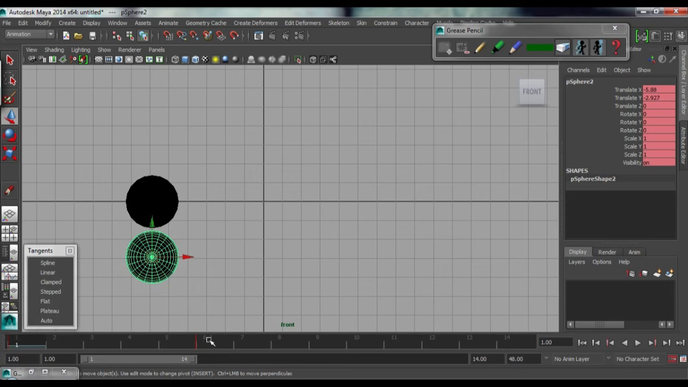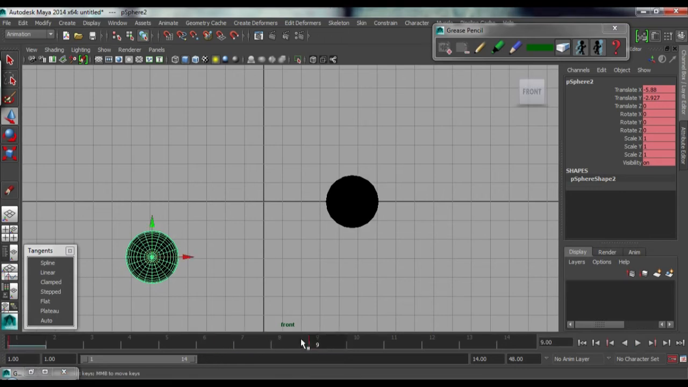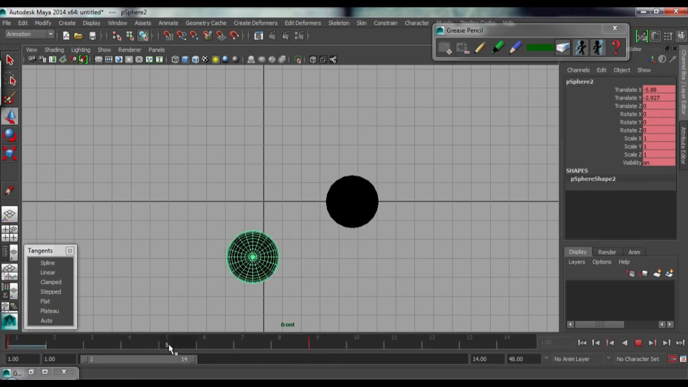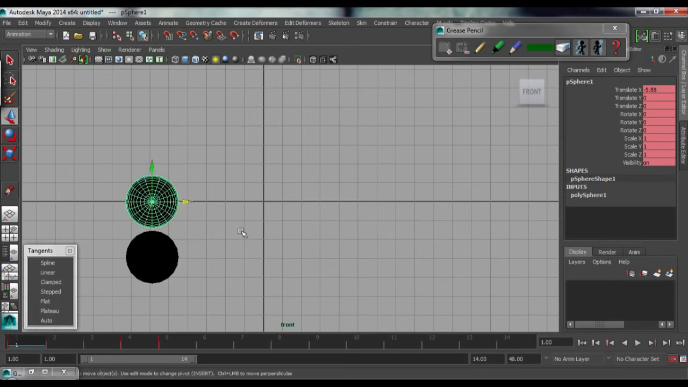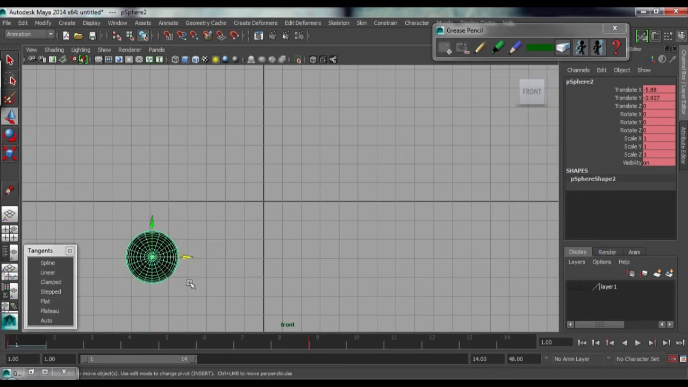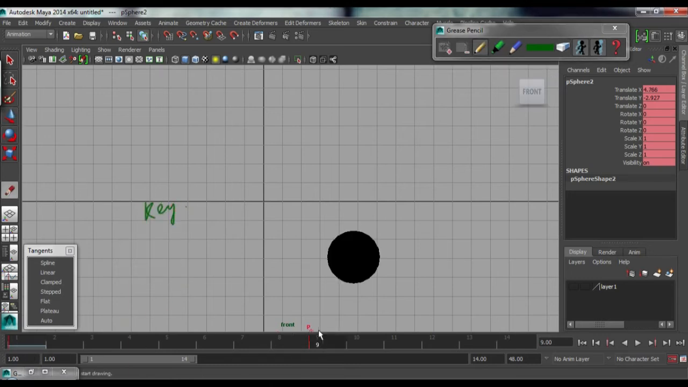Let's take this one and move it to 9. After 5 we can take 9. Let's make the timing the same distance, let's move it with the same distance, but we'll add a slow in or slow out. Let's take that ball, it will start moving slowly. This one is like this, so this one is a key drawing and this one is a key.